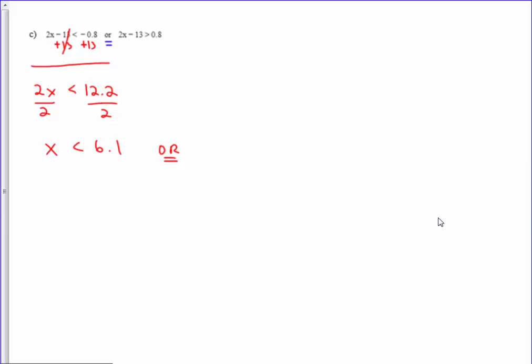Now go back up, and we want to solve the problem that was on the right side. So we have 2x minus 13 is greater than 0.8. So we'd want to add 13 to both sides. Doing that would yield 2x, the 13s would cancel, is greater than 13 plus 0.8, which would be 13.8.